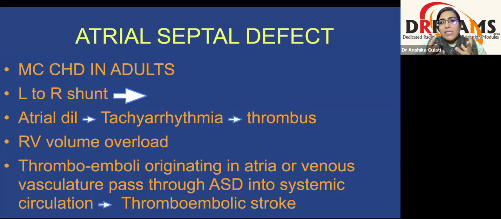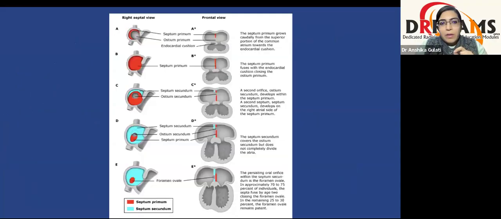So what happens? There is stasis of blood within the right atrium, which can lead to thrombus formation. So these patients present in adulthood with features of thromboembolic stroke.